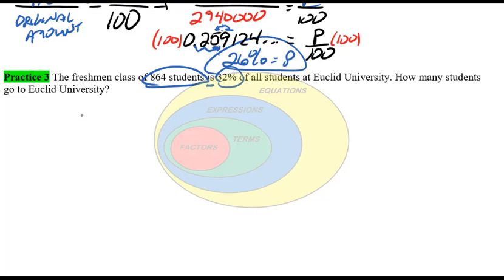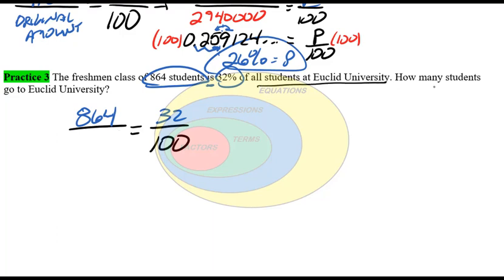So if I set up my proportion, I know that 864 is supposed to equal the 32%. All I need to determine then is of all students at Euclid University. So how many students go to Euclid University? Well, I'm looking for the base B here. So the freshman students out of the total students would give me 32 over 100.